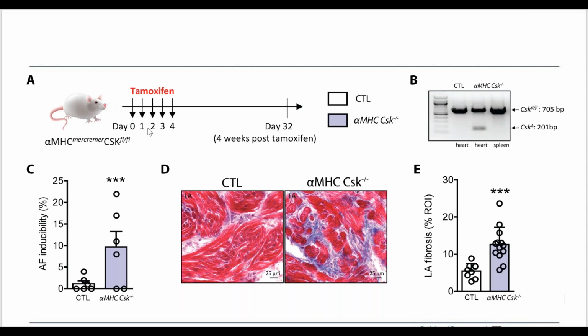So they gave tamoxifen, they inhibited the CSK, and they waited for 28 days, as they did with ibrutinib. And then they investigated these mice that had CSK inhibited or loss of CSK function. In this category of mice, they found that AF inducibility was higher than in the control group. They also noted left atrial fibrosis on histological imaging.